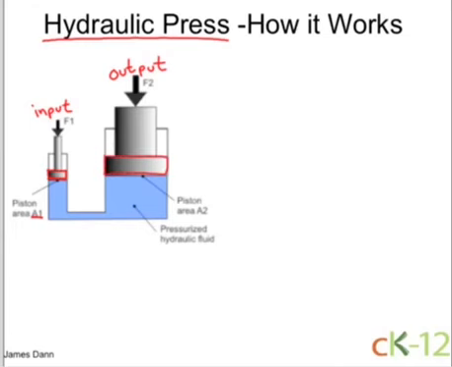And on the output side, we have another piston labeled A2, which is this guy right here. What's important to note is that in between the two pistons is a liquid, and liquids are non-compressible. Therefore, whatever pressure you apply on one side, you will get the same pressure out on the other side. By definition, pressure is force divided by surface area.